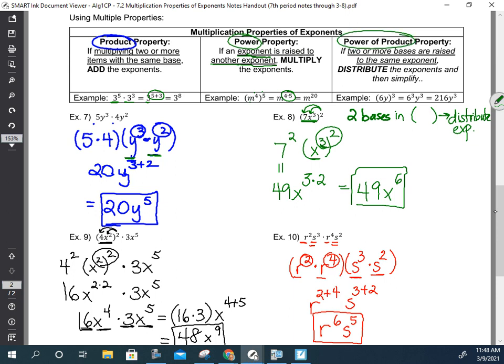The third one is the power of product property. If you have two or more bases raised to the same exponent, you distribute the exponents and then you simplify. So 6 and y, it's two different bases. So 6 gets raised to the third power and y gets raised to the third power. And then you work it out accordingly. So those are the three properties that we used yesterday.